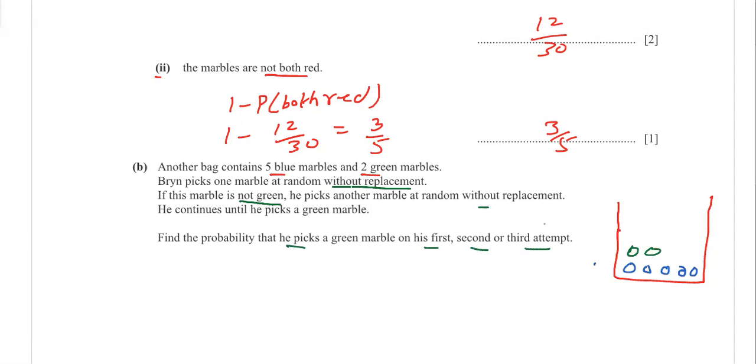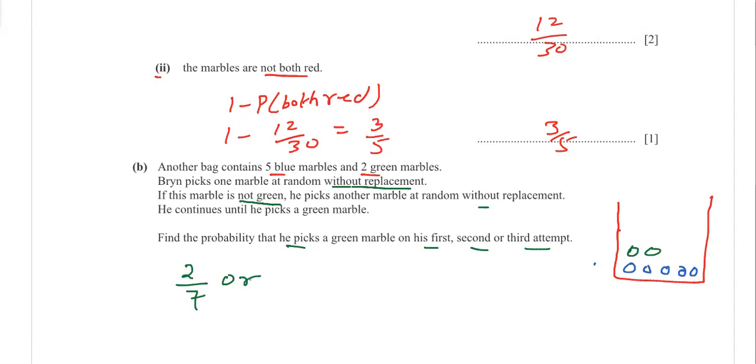Maybe he will be able to get a green marble on the first attempt. If he gets the green marble on the first attempt, then the probability will be 2 out of 7, because there are 2 greens out of 7.